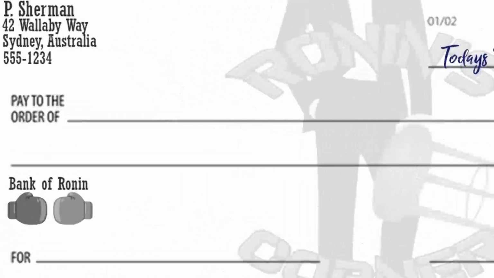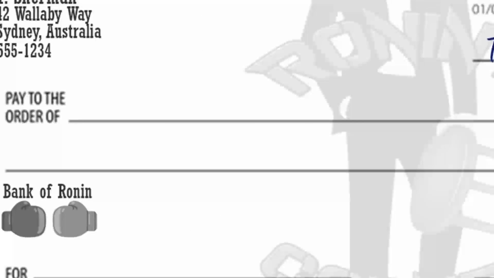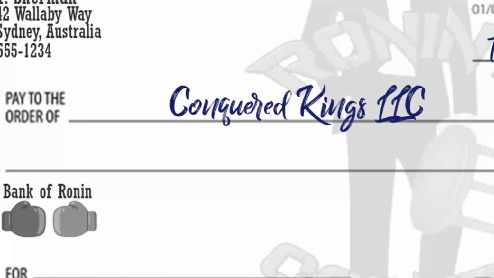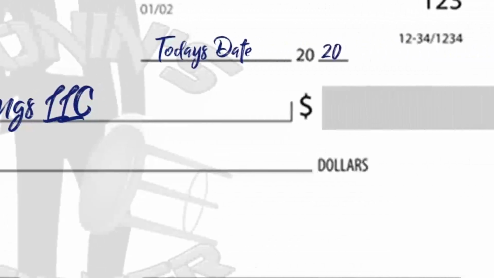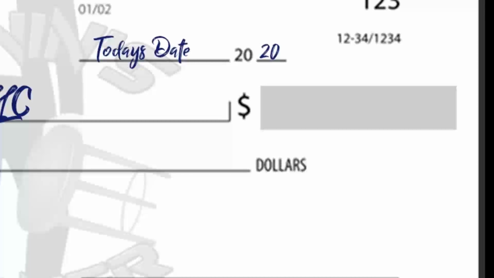This is your check's pay-to line. The pay-to line is where you identify the person or business whom you write the check to. We're going to write the check out to Conquer Kings LLC in this case, in the amount of $13.37. There's a dollar box. This dollars box is where you write the numerical amount of the check. So we'll write $13.37 numerically.